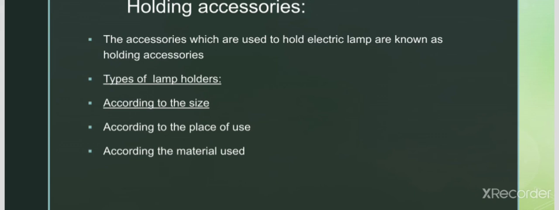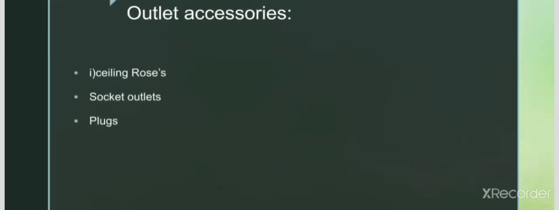The next classification is about the outlet accessories. These accessories are used to take the supply for portable appliances like fans, TV, electric irons, etc. And these can be classified into three types: ceiling roses, socket outlets and plugs.